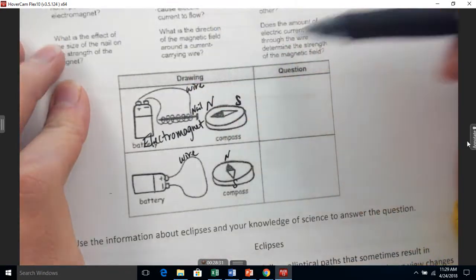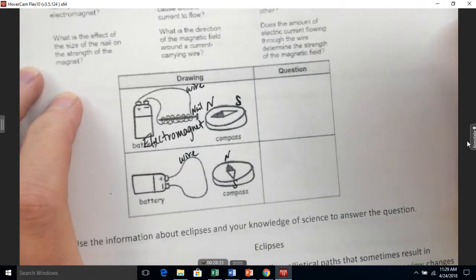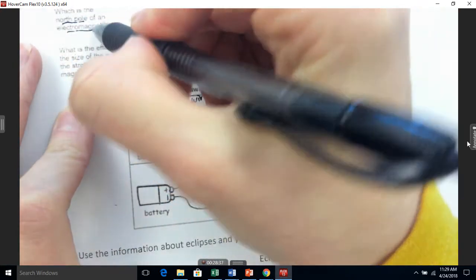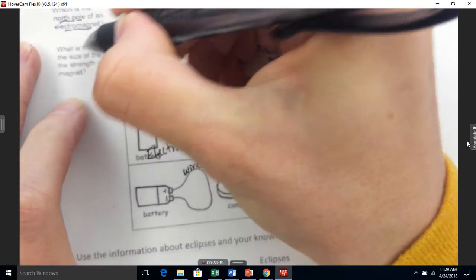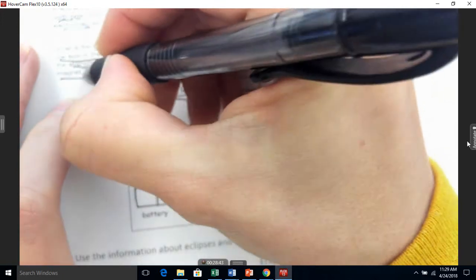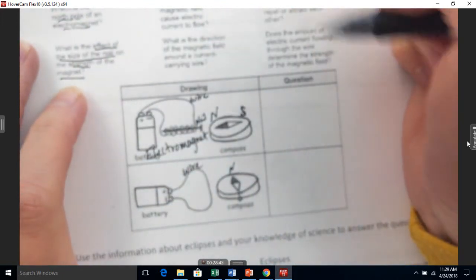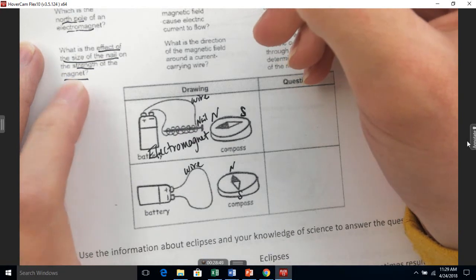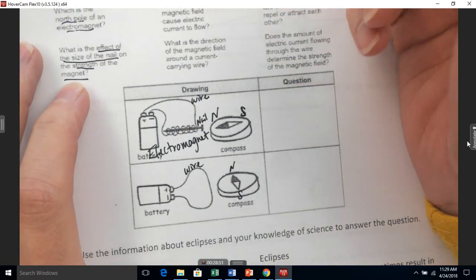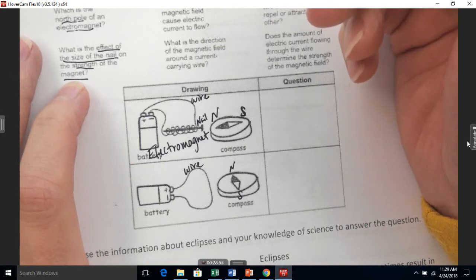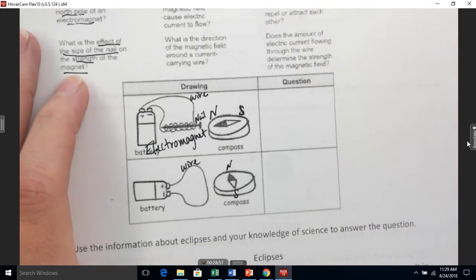Now, we are reading these looking for the wrong answer. Which is the north pole of an electromagnet? What is the effect of the size of the nail on the strength of the magnet? Who chose this one? What's the effect of the size of the nail on the strength? For some reason, people love this answer. I thought it was it. There was only one question.